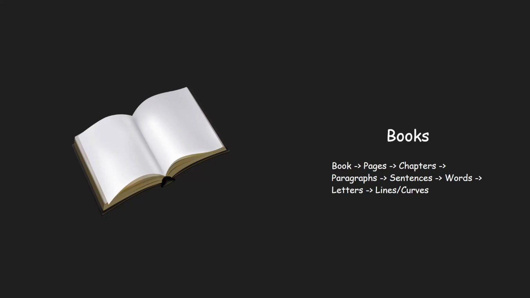Another example of abstraction is a book. When you look at a book, it's made up of one book with pages between each cover. Between the pages, you have chapters, and in the chapters, you have paragraphs. In the paragraphs, you have sentences. Each sentence is made of words. The words are made of letters, and the letters are made of lines and curves.